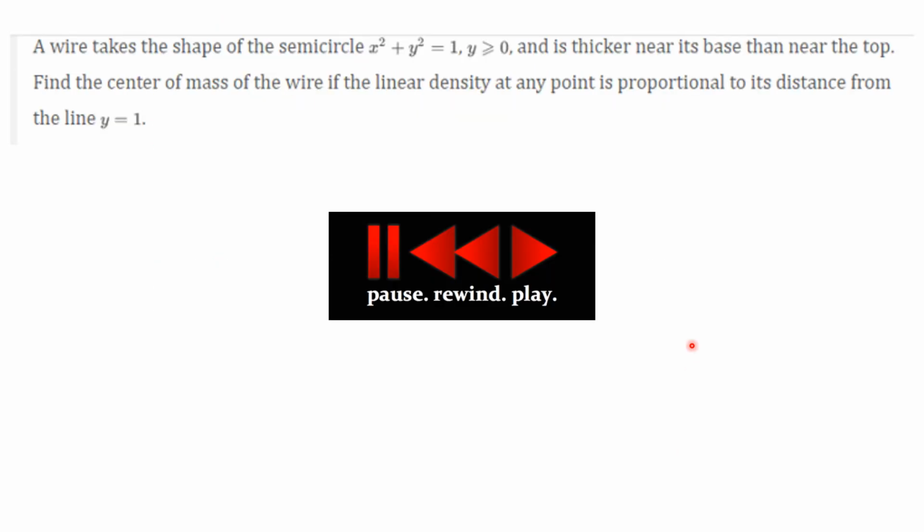So here's a problem for you. A wire takes the shape of a semicircle, x squared plus y squared equals 1 for y bigger than or equal to 0, and is thicker near its base than near the top. Find the center of mass of the wire if, now we're saying more than just thicker, the linear density at any point on this curve is proportional to its distance from the line y equals 1. You have to think about what that means. You know what to do. Let's see how you did.